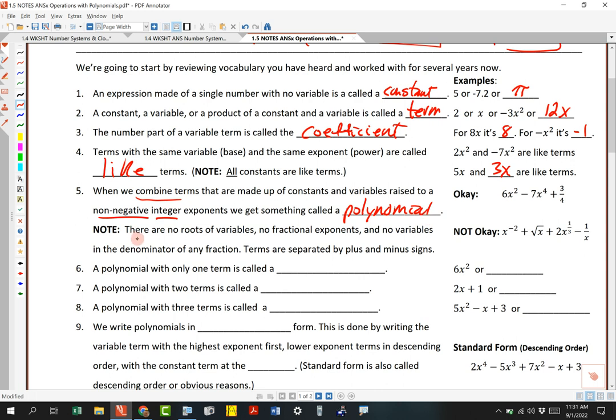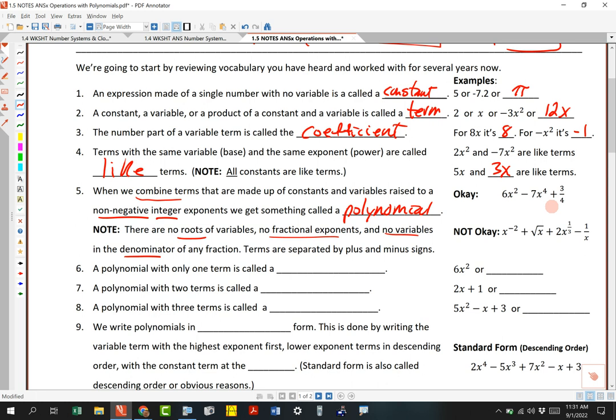Okay, so here's what we're looking for in a polynomial. There are no roots, no fractional exponents, no variables in the denominator, so you can't have an x in the denominator, okay? And the terms are separated by pluses and minuses. So this is a perfectly good polynomial. Even though it's got something in the denominator, even though it's got a fraction, what's in the denominator is a number. That's totally okay. That's just the number 0.75. We're okay with that. This one is not okay. Okay, what's not okay about this?